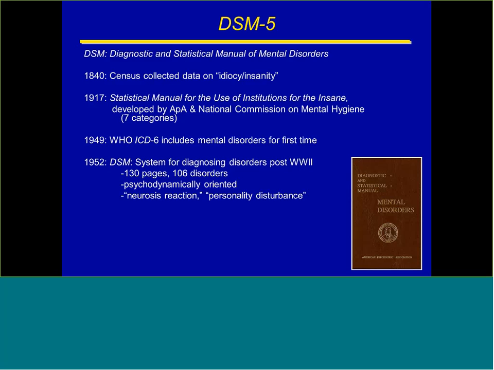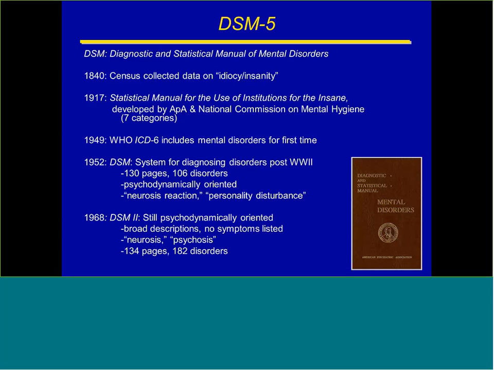So some broad definitions. This book was updated in 1968, and DSM-II came out, and it looked roughly the same. It was still very psychodynamically oriented. There were broad descriptions, not yet symptom lists like we have today, and there was still a focus on things like neurosis and psychosis. It was around the same length as DSM-I.